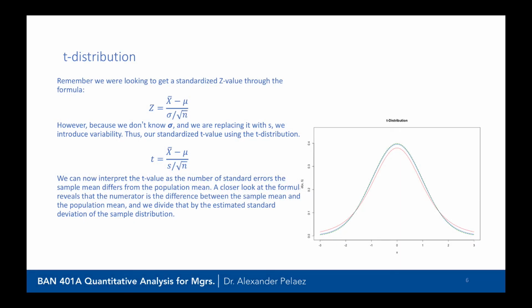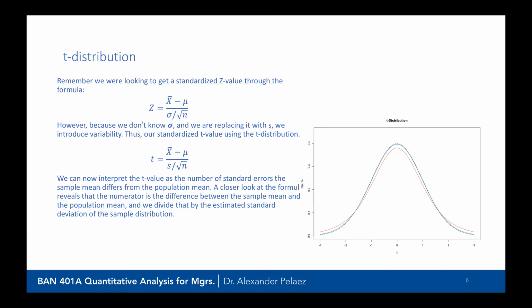So now, remember that we were looking to standardize the z-value through the formula shown here. But because we don't know the standard deviation of the population, we're going to replace it with s and introduce variability. So our standardized value now becomes what we call a t-value, using the t-distribution. And this becomes t equals x bar minus mu over s, the sample standard deviation, divided by the square root of n. And we can now interpret the t-value that we get as the number of standard errors the sample mean differs from the population mean.